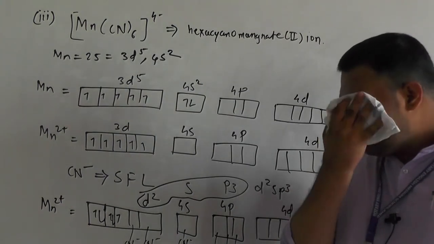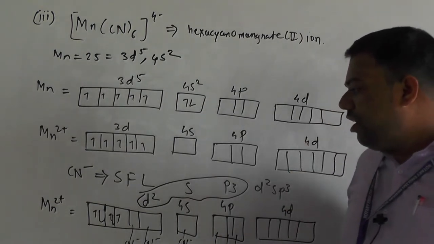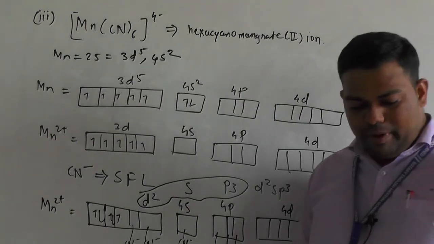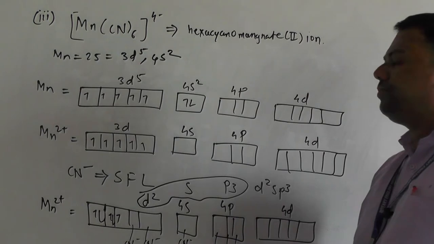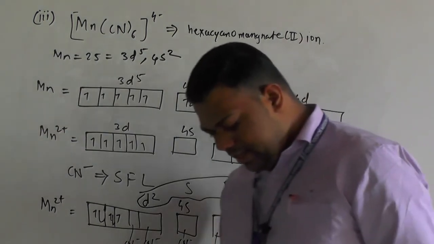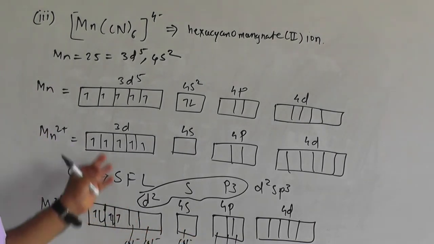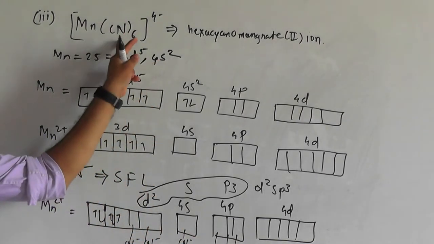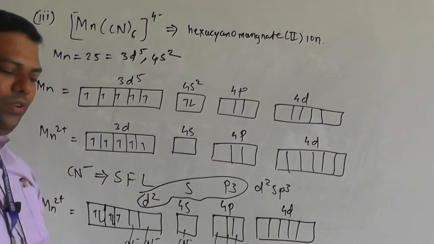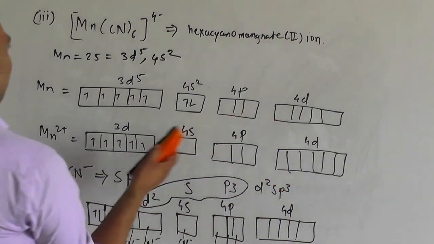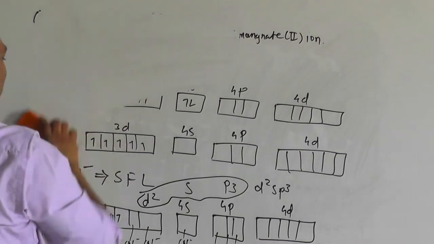Okay, you can calculate the magnetic behavior. What will come? Yes, paramagnetic. So you have to mention here, understood, regarding this example, that is hexacyanomanganate(II) ion. Okay, now we will discuss the fourth example.